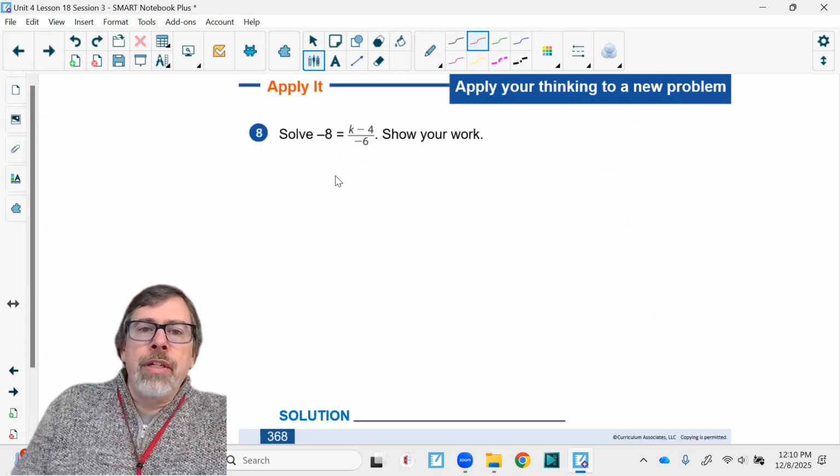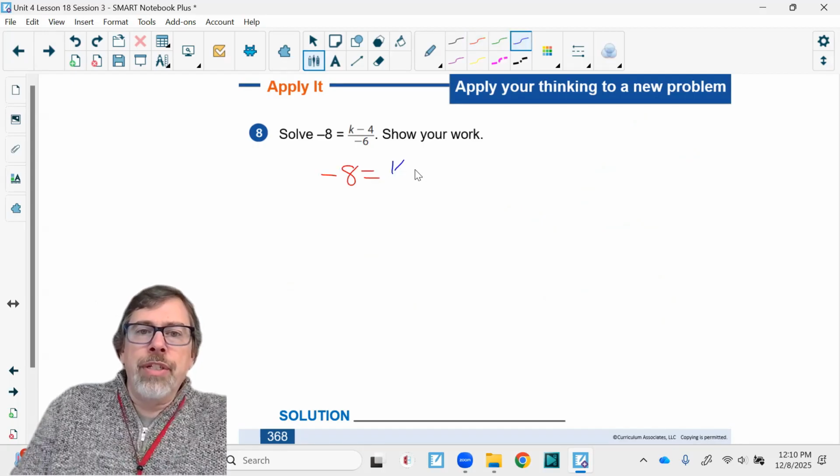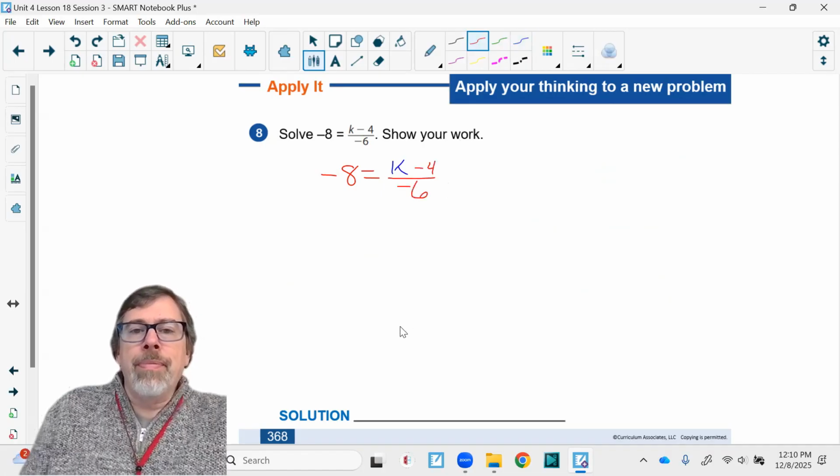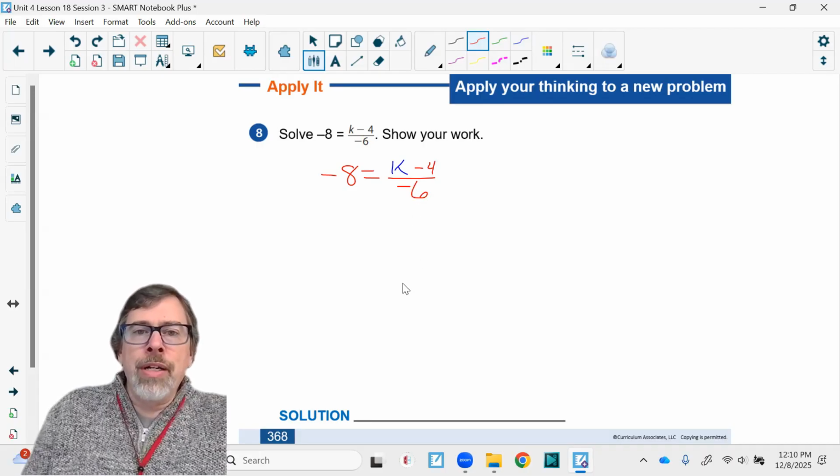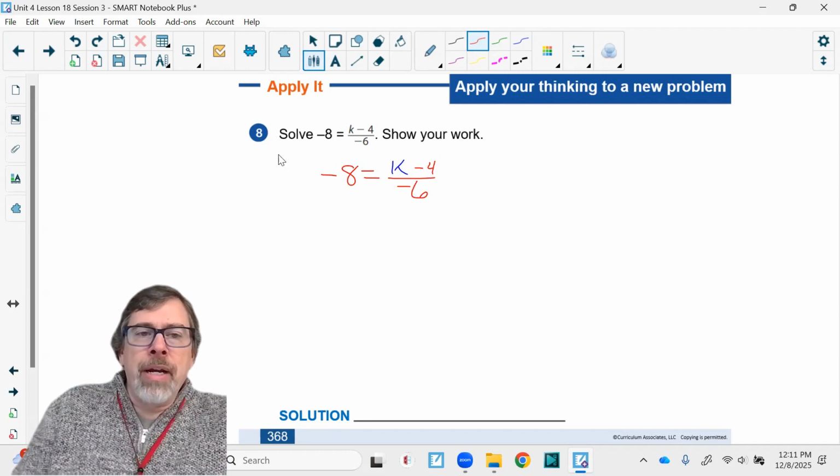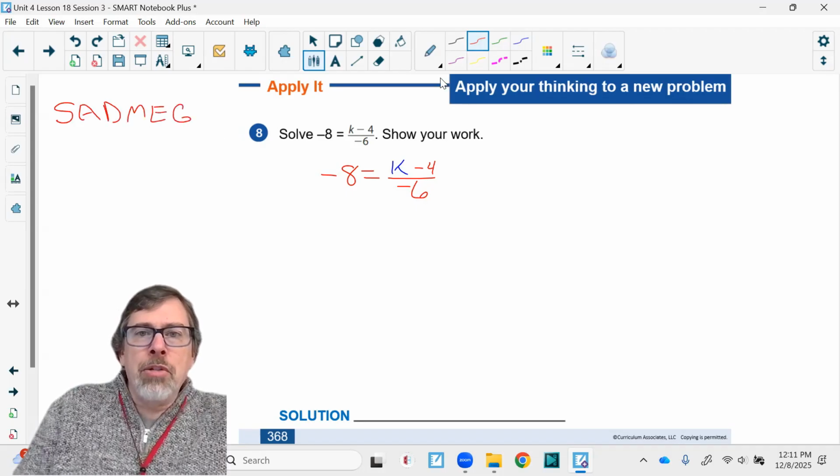Number 8, solve this. -8 equals, I'm going to change the color of this variable for a reason here. I'm going to show something to you. -4 minus 6 down below. Notice I wrote the K in blue. That's because I want to know what it is. When it says solve this, it means find the value of K. Isolate the variable. How do I get K out of this combination? It's with a -4, it's with a -6. I write SADMEG, because I cannot simplify this, so I jump to SADMEG and I answer my questions.